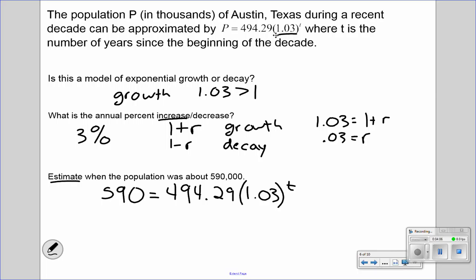So you can plug the original function into your calculator as y equals 494.29 times 1.03 to the x. And then when you get your graph, you can simply hit the trace button and trace along the line until you find out where y equals 590. This should be at t equals about 6 years. Make sure that your window is large enough to accommodate y values up to 590. You might want to make it even larger than that.